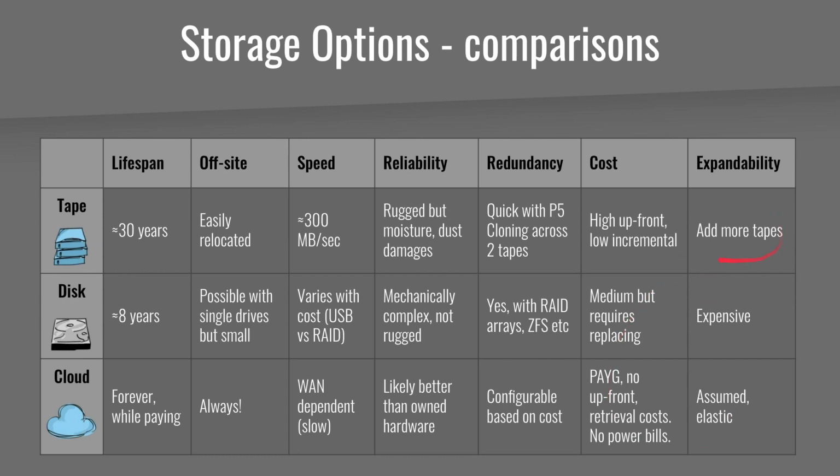Expandability: add more tapes, easy for that. Easy for tape, more expensive for disk because adding more disks is more expensive, or an entire new array. And with the cloud, expandability is assumed because all of these cloud vendors are selling themselves on their elasticity. So you don't need to worry about capacity, you just keep throwing stuff at them and they keep charging you for it. So yeah, a lot to say going around a table like that, but hopefully that was quite informative.